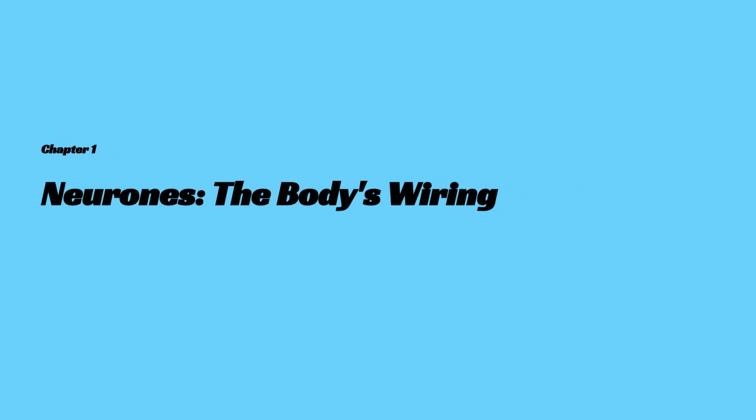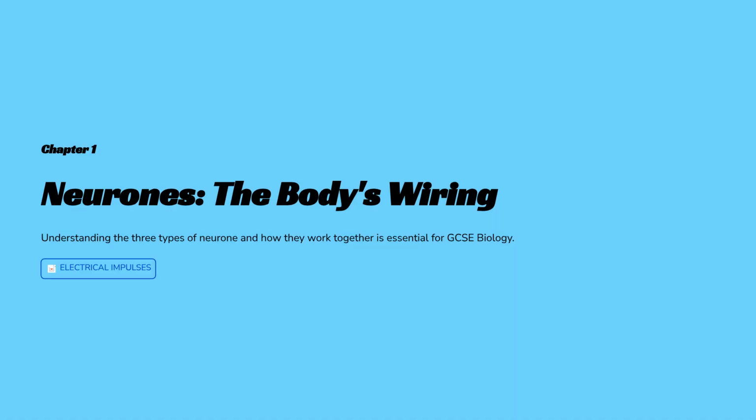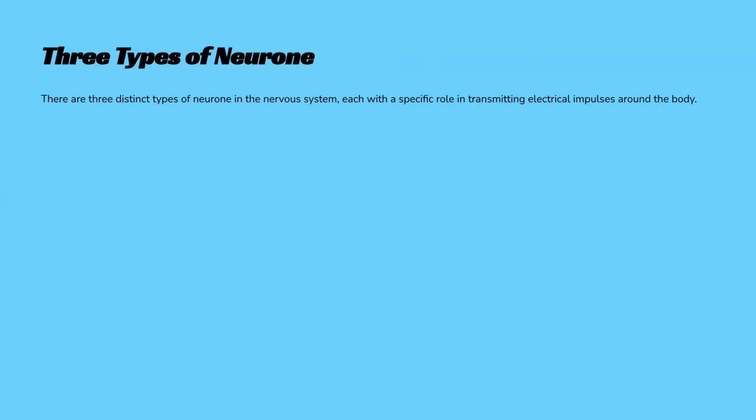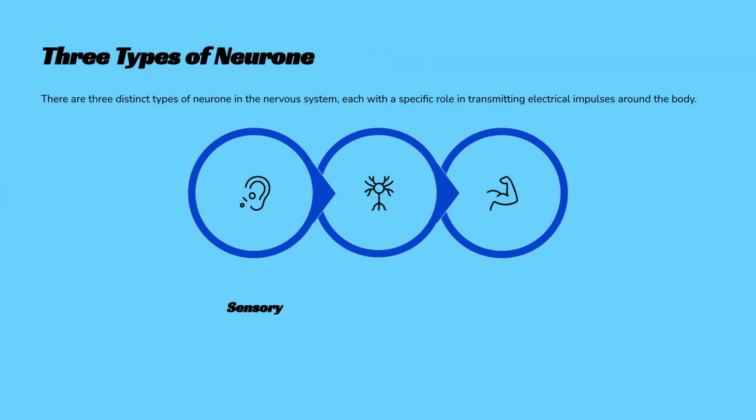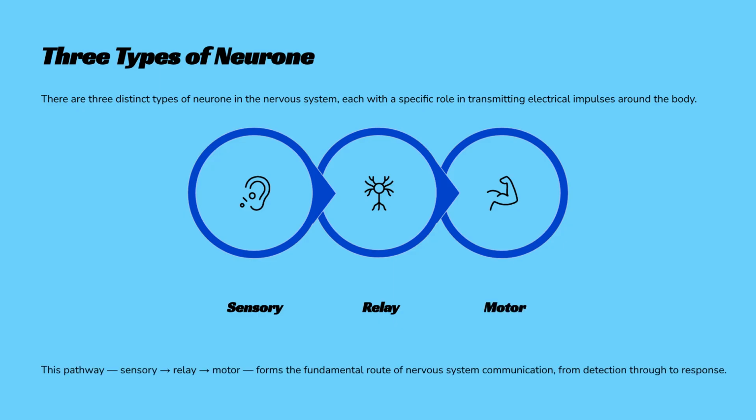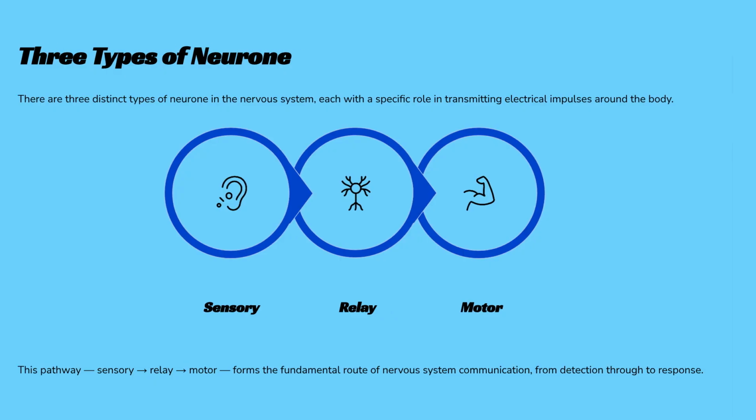We now begin Chapter 1, focusing on neurons, the body's wiring. Understanding the three types of neurons and how they interact is fundamental for GCSE biology. There are three distinct types of neuron in the nervous system: sensory, relay, and motor. They form a fundamental pathway from detection through to response, sensory to relay to motor.